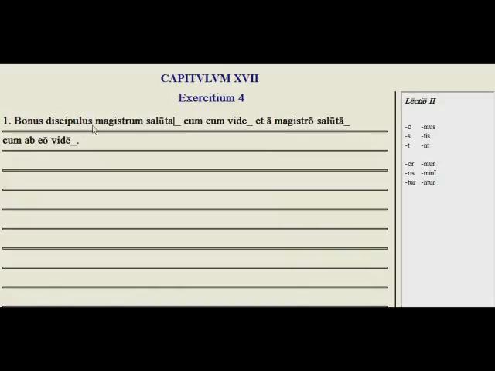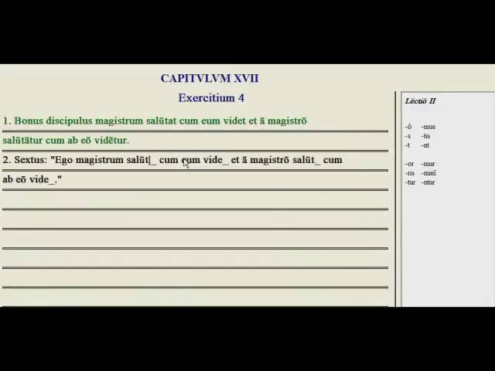So, bonus discipulus magistrum salut. A good student greets his teacher, active, salutat, cum eum videt, when he sees him. And by the teacher, he is greeted. So now we need the third person passive, which is right here. Tur, third person singular passive. Salutatur, cum ab eo videtur. Same thing, third person passive, videtur.